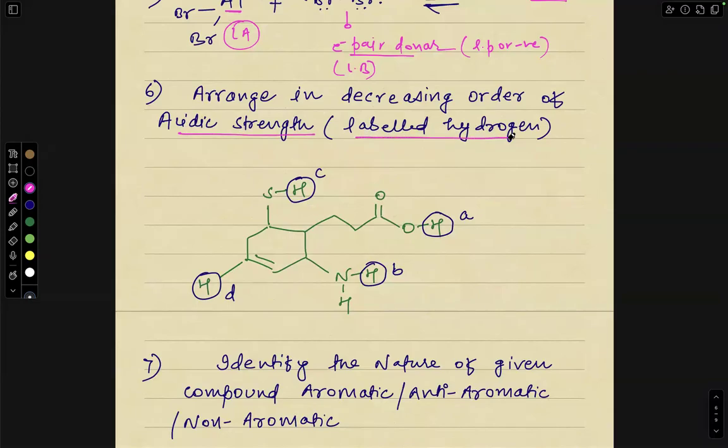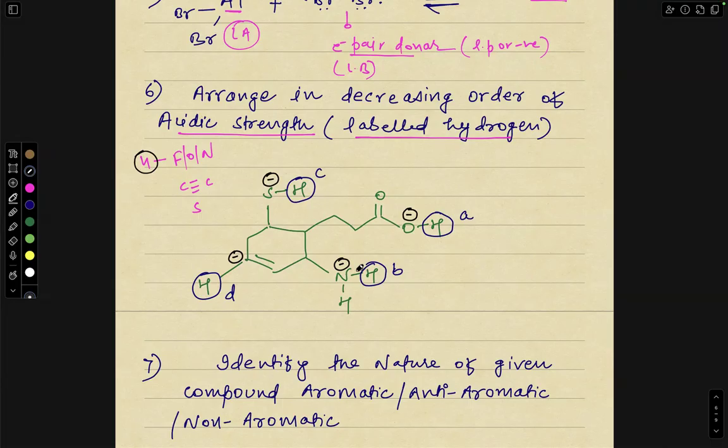Now the next is to arrange in decreasing order of acidic strength. Whenever you have to compare the acidic strength, the very first thing is to remove the proton bonded to these kinds of atoms: fluorine, oxygen, nitrogen, triple bonded carbon and sulfur. First job is always to deprotonate. You have to remove this proton. Once you remove this proton, it would be negative, negative, negative, negative. Make sense? So the first job is to draw the conjugate base. Conjugate base means removal of the proton.